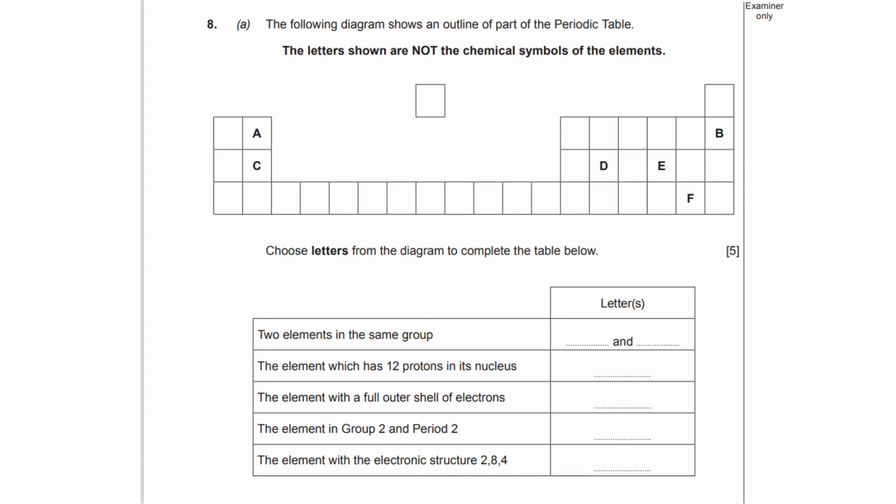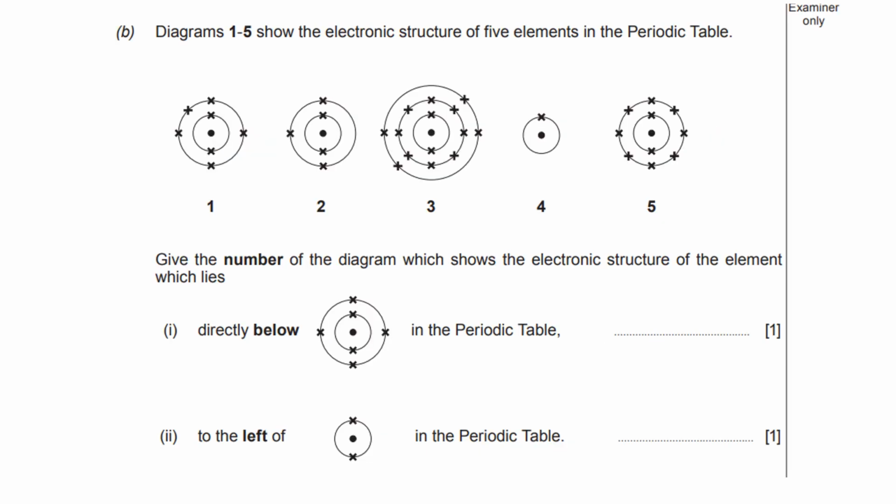The following diagram shows an outline of part of the periodic table. Choose letters from the diagram to complete the table below. Which two elements are in the same group? This would be A and C. Which element has 12 protons in its nucleus? C. The element with a full outer shell of electrons is B. The element in group 2 and period 2 is A. The element with the electronic structure 2, 8, 4 is D.